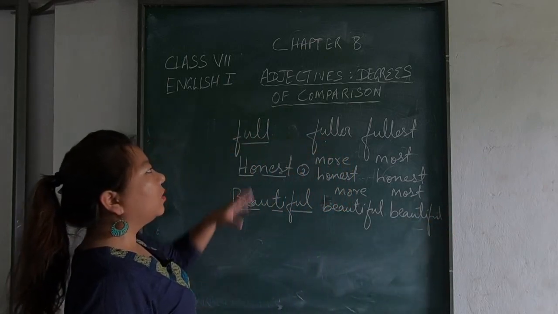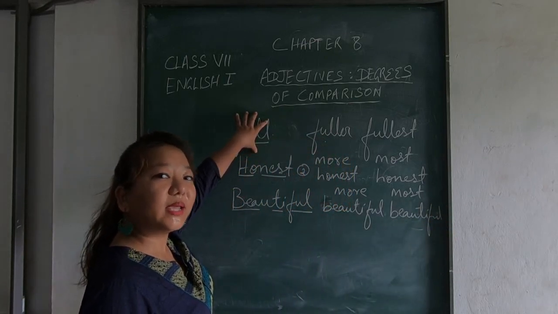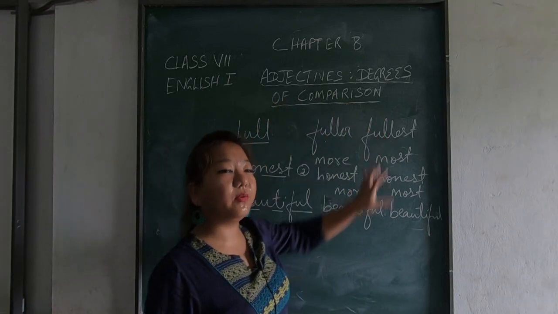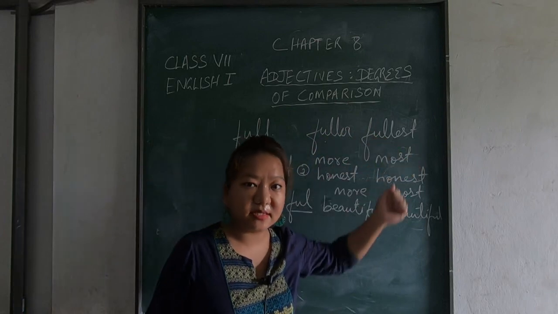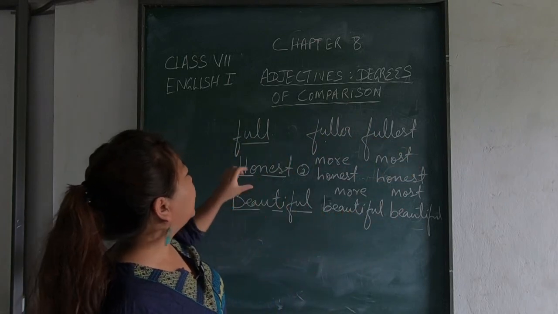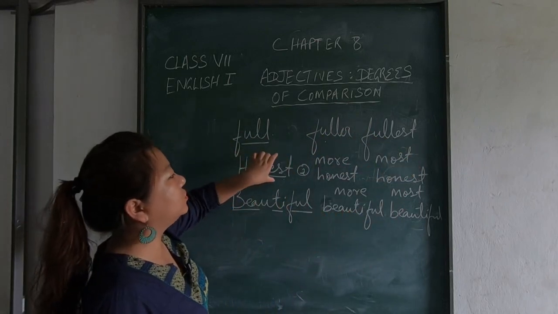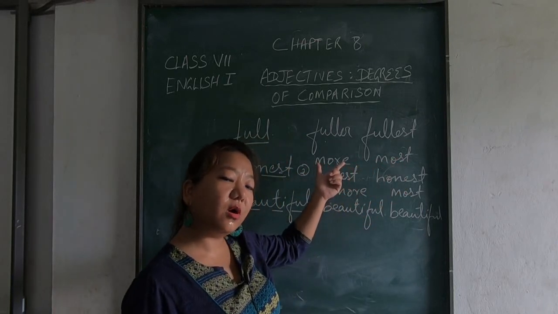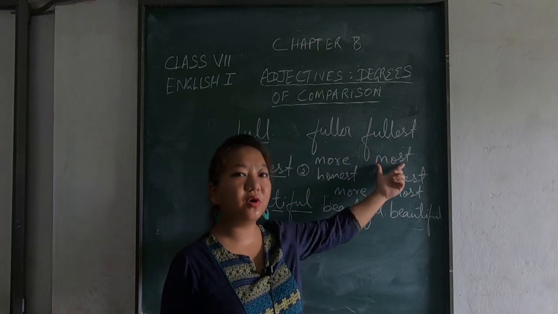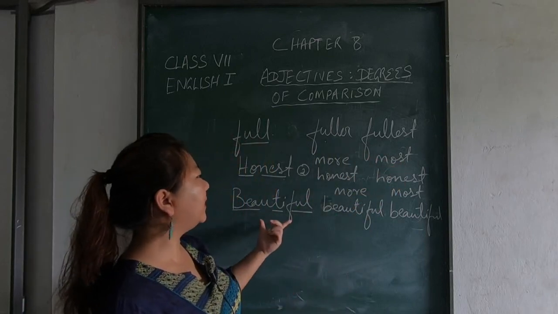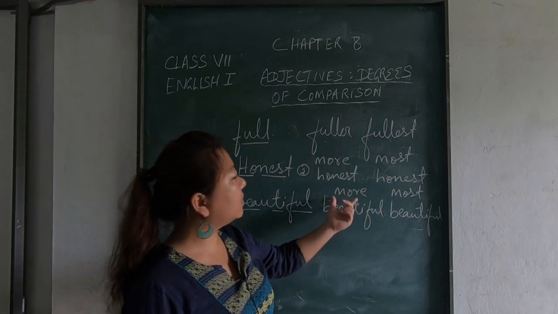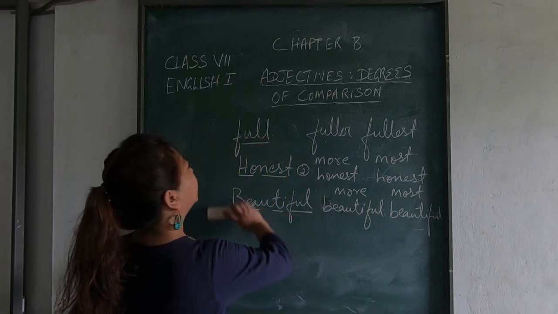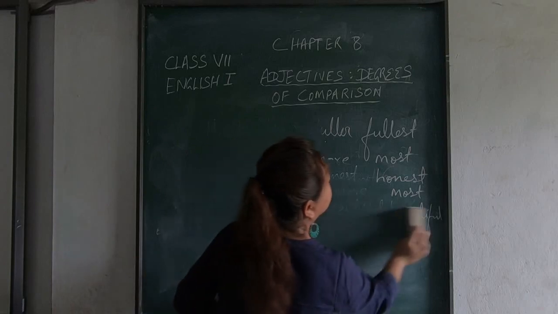I will repeat. Words with 1 syllable, we can change into a comparative and a superlative degree by adding ER, EST. But in 2 syllables, we cannot do the same. We have to add more and most. More for comparative, most for superlative. Same thing with words with 3 syllables. We add more and most. However, there are some words that are an exception.